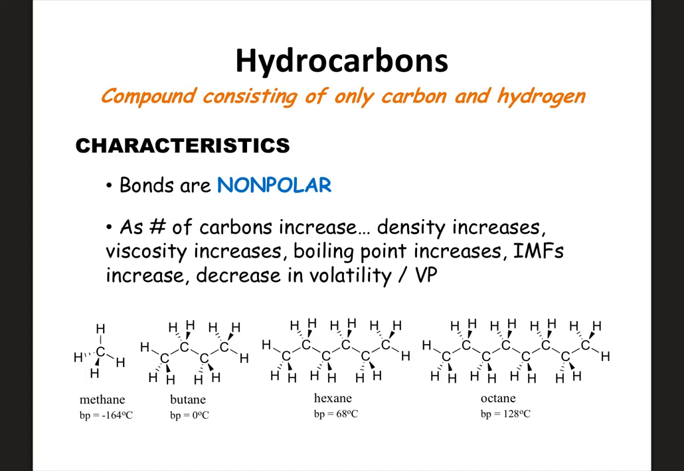The examples here on the bottom are showing this idea in terms of boiling point. You can see we go from methane to butane to hexane to octane. We are increasing the number of carbons as we go to the right. And if you look at the boiling point, as we add carbons, that boiling point does go up. It ties in directly with the IMFs and the polarizability. So these are some characteristics of hydrocarbons that you definitely need to know. It can actually be very helpful in problems.